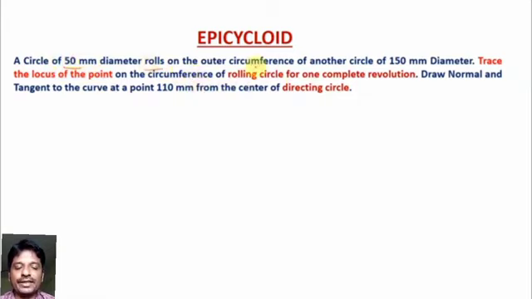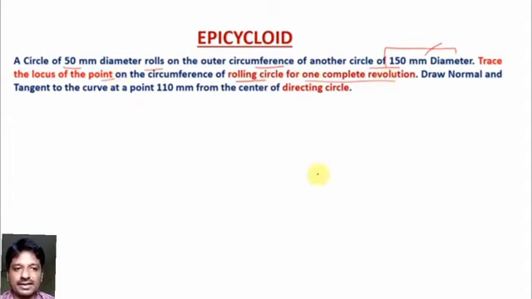A circle of 50 mm diameter rolls, which means this circle is the rolling circle, on the outer circumference of another circle of 150 mm diameter, and this is the directing circle. Trace the locus of the points on the circumference of the rolling circle for one complete revolution. Let's understand this first.